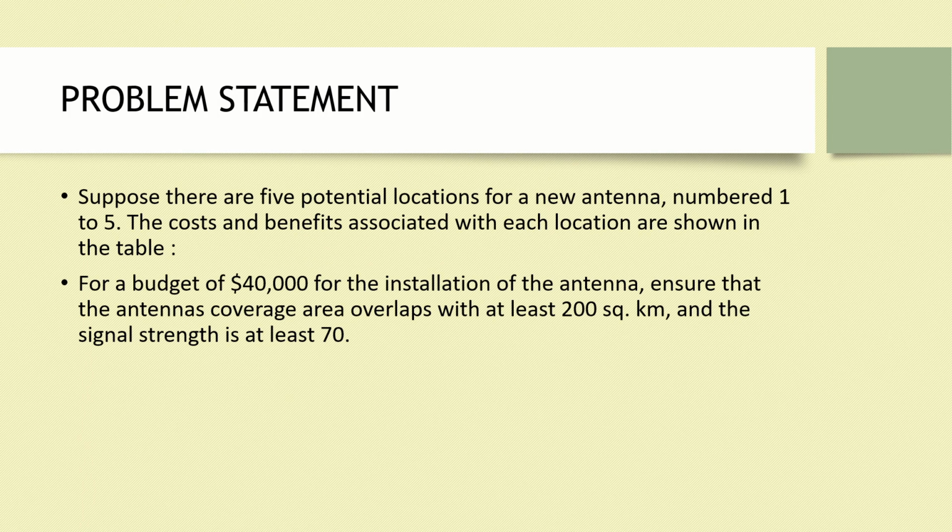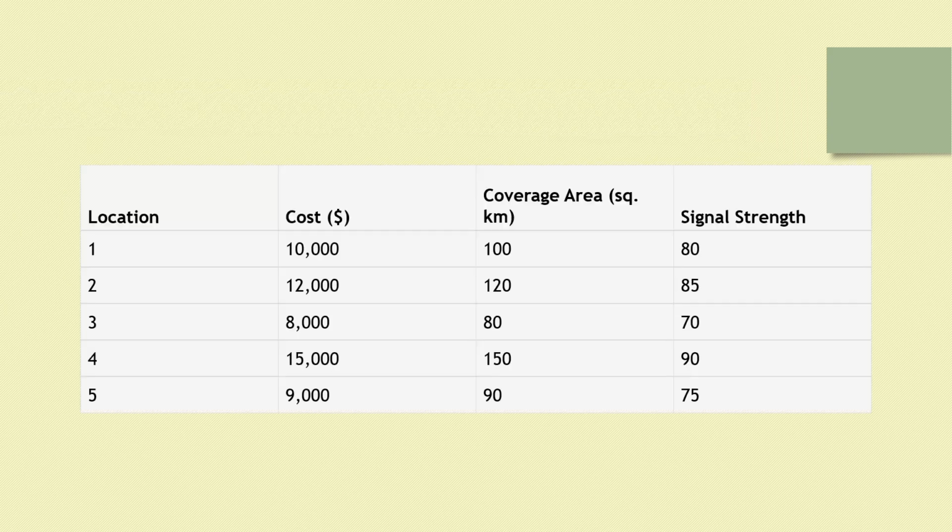Now we'll take another problem and solve it using Python. Here the problem statement is, suppose there are 5 potential locations for a new antenna numbered 1 to 5. The cost and benefits associated with each are shown in the table. Next slide. So for the budget of $40,000 for the installation of antennas, ensure that the antennas' coverage area overlaps with at least 200 square kilometers and the signal strength is at least 70.